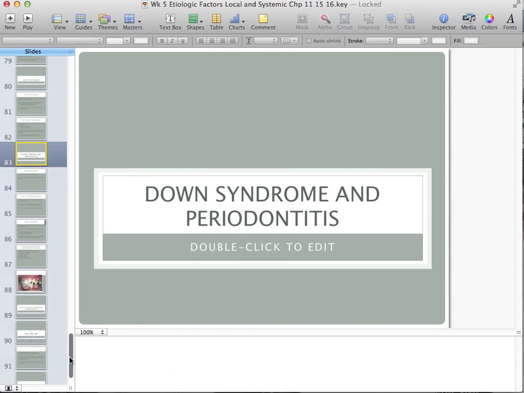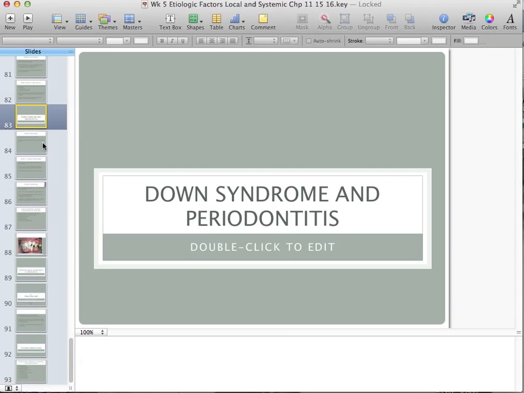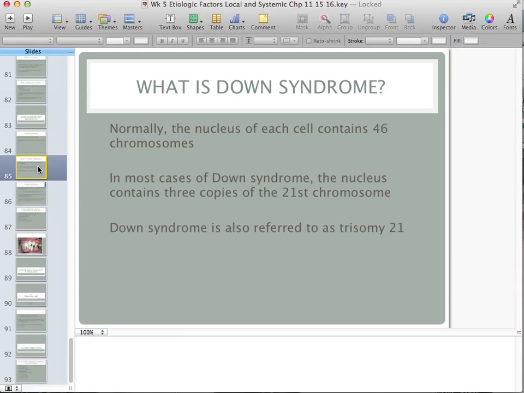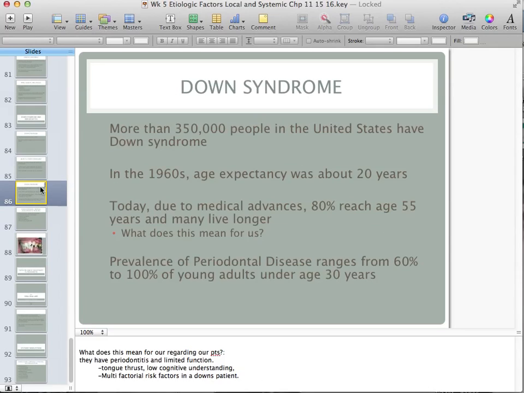So specifically, genetic issues could be Down syndrome. It's one of the most common birth defects. It's frequently treated in general and periodontal offices. You usually will have a Down syndrome patient. So Down syndrome, normally a person has 46 chromosomes, and a patient with Down syndrome would have 3 copies of the 21st chromosome. So that's why Down syndrome is also called trisomy 21.